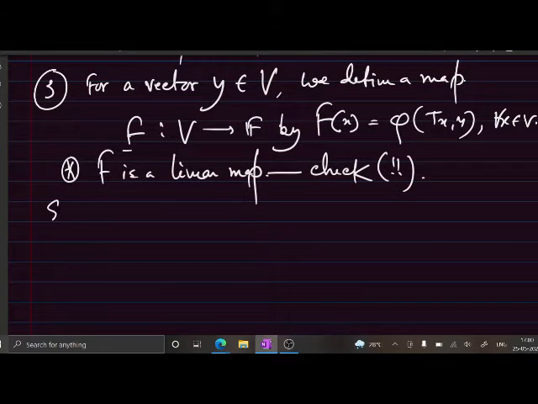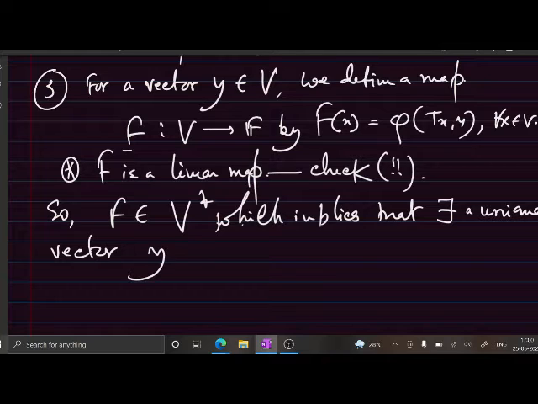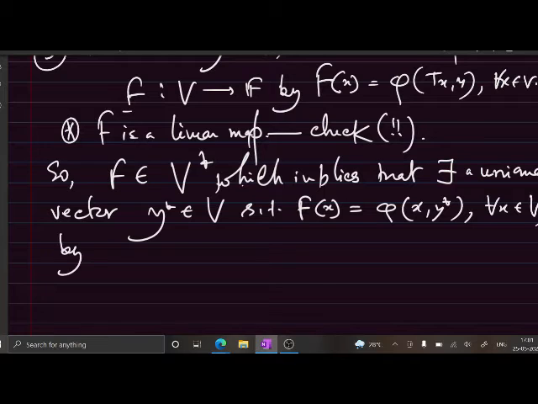Okay. So, f is a member of V star. Now by applying 1, f belongs to V star, which implies that for this f you can find a unique vector y star belongs to V, such that f of x is phi of x, y star for all x belongs to V, by applying 2.